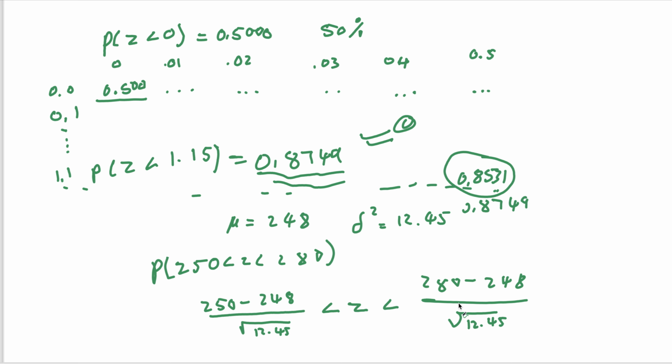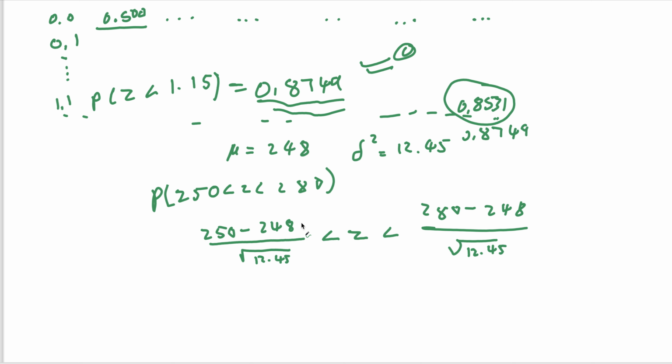So it's 250. This is what I just made up right now. Divided by the square root of 12.45. So this gives you, note that this is still inside the bracket of P. So this will be simplified as 0.56.